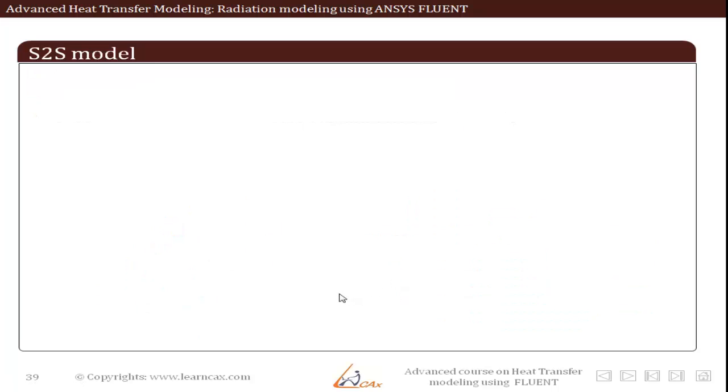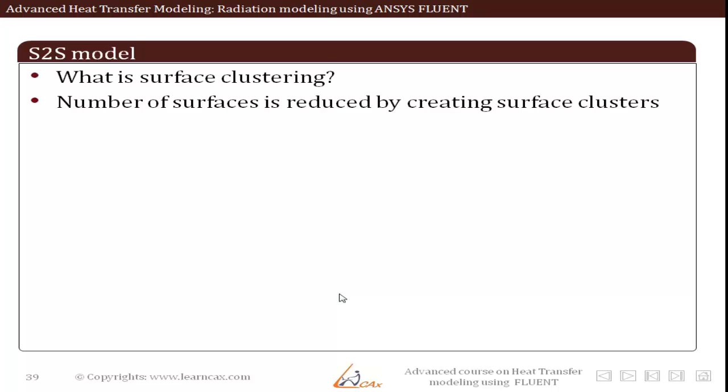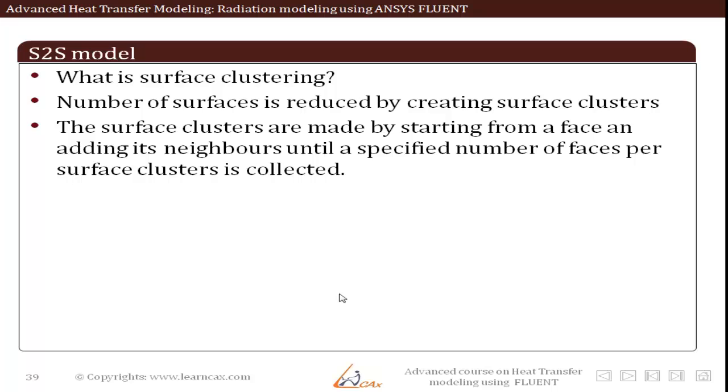We have seen the concept or input of surface cluster once in the DTRM model. This concept is also required in the S2S model. What is the surface clustering concept? To reduce the calculation effort for the radiation solver, the number of surfaces is reduced by creating surface clusters. The method of creating surface clusters is to start from a face and go on adding its neighbors until a specified number of faces per surface cluster is collected.